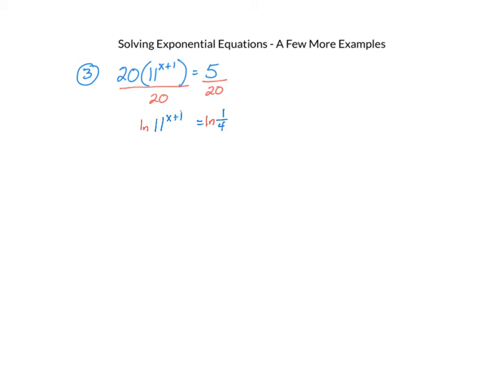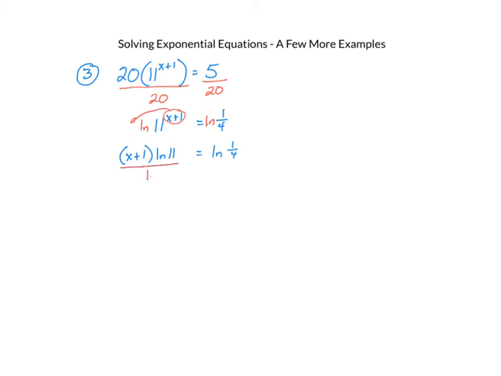Now I have this exponent. It's going to come in front. So I have x plus 1 times ln of 11 equals ln of 1/4. I have a choice now. I can either distribute the natural log of 11 to both of these terms, or I can divide by natural log of 11. For this problem, either one works fine.